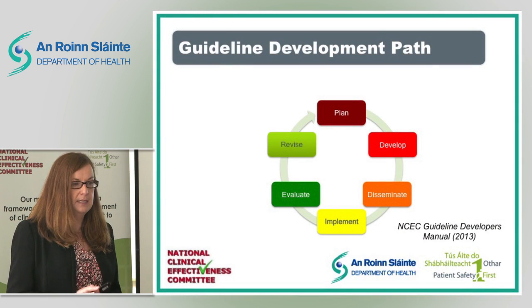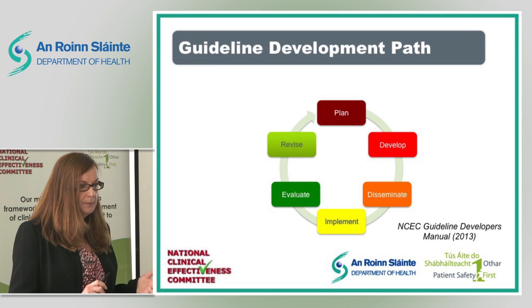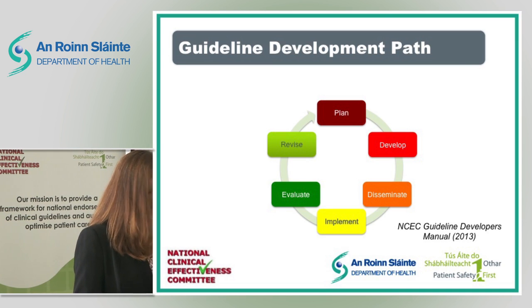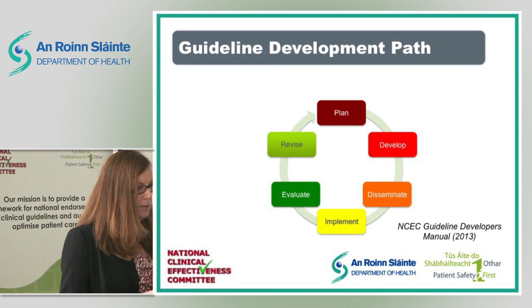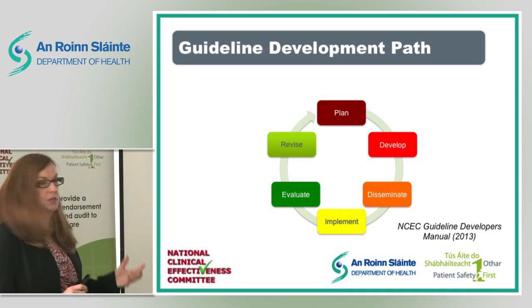So for us, we see 6 stages in the guideline development path. That's planning the guideline, developing the guideline, which is probably the biggest stage, the dissemination of the guideline, the implementation of the guideline, the evaluation of the guideline, and also then the revision of the guideline.